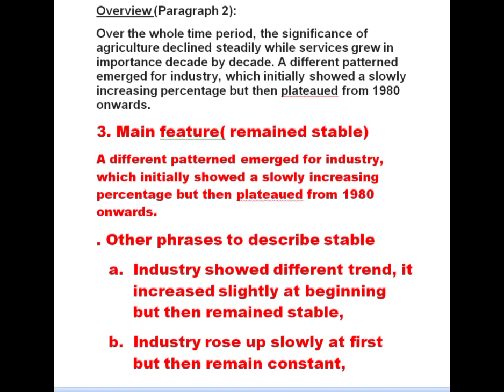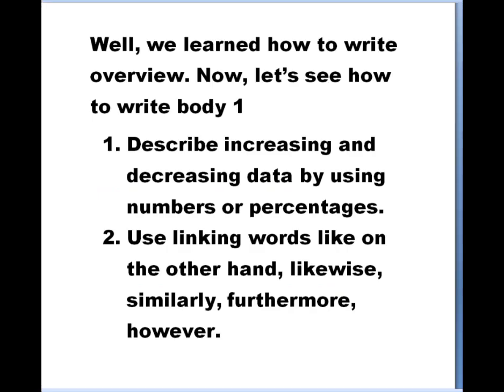A different pattern emerged for industry, which initially showed a slowly increasing percentage but then plateaued from 1980 onwards. Other phrases to describe stable: industry showed a different trend. It increased slightly at the beginning but then remained stable. Number 2: industry rose slowly at first but then remained constant. Well, we learned how to write the overview.